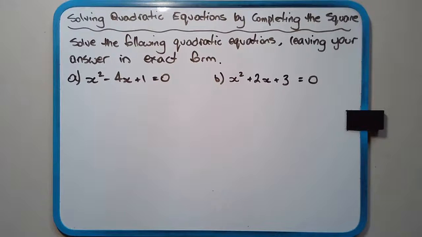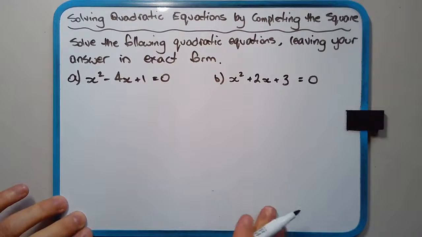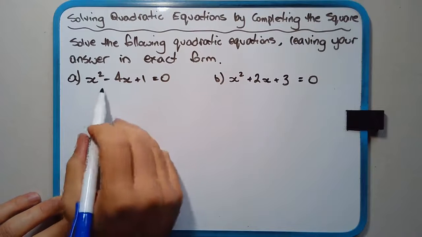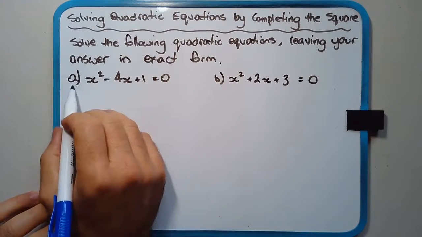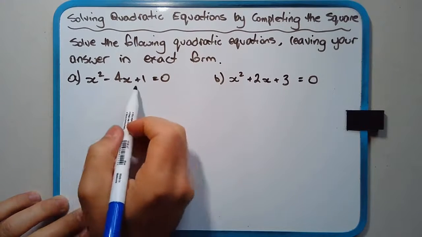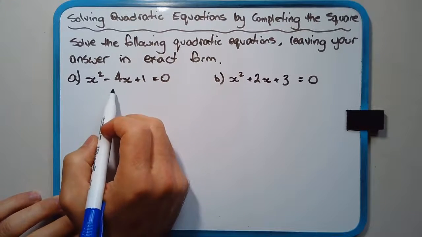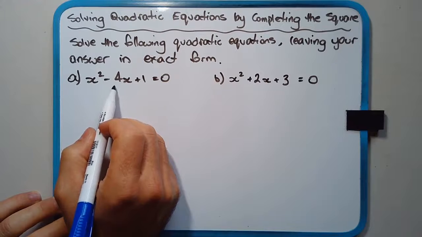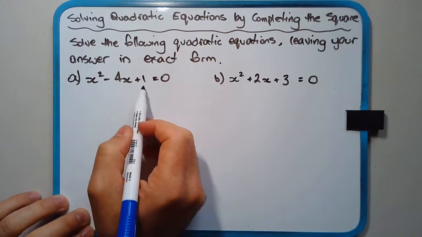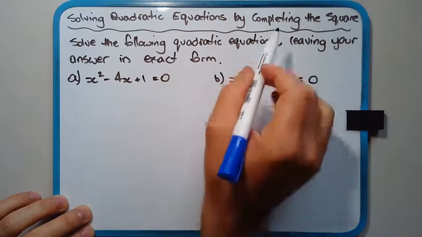We're going to look at another way of solving quadratic equations, and especially for equations that are not factorized easily. So let's have a look at part A. x squared minus 4x plus 1 equals 0. We're not going to find two integers that add up to -4 but whose product is +1. We're going to do something called completing the square.